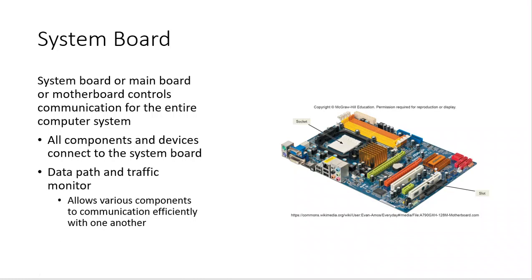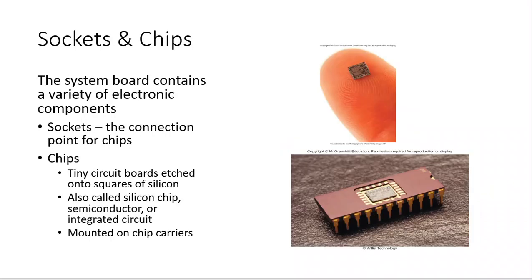Okay, next we try to look at sockets and chips. The system board contains a variety of electronic components. So two main components on the system board are sockets and chips. Sockets are the connection points for chips, and chips are actually tiny circuit boards etched onto squares of silicon, also called silicon chips. Biasa kita sebut chip kan. Semiconductor or IC, integrated circuit. Orang sebut IC, itu adalah chip ataupun semiconductor.